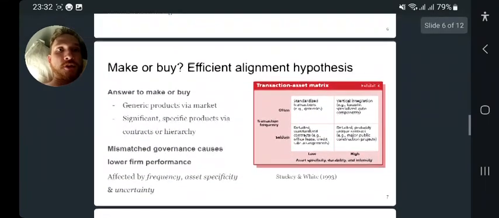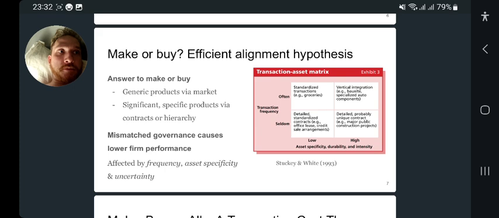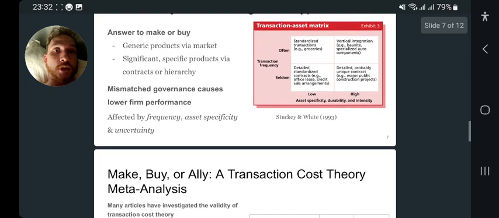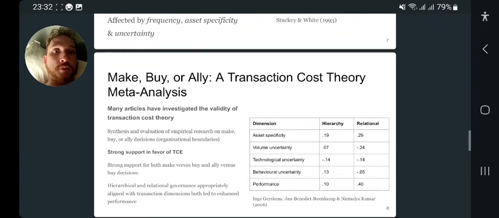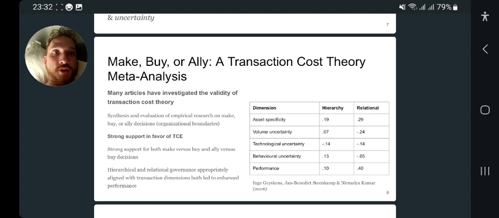And so the efficient alignment hypothesis essentially says that if you do your transactions right, then you will have higher performance. To see if this is correct, many articles have investigated this. This is a meta-analysis of 200 different articles where they looked at how firms organize their transactions. You can see that when the asset is very specific, they will tend to choose the organizational form or hierarchy to buy or to make the product themselves.